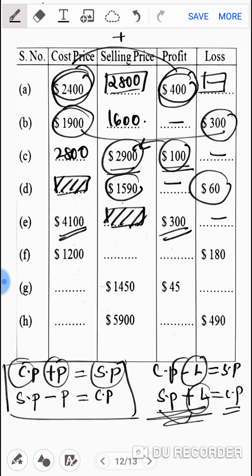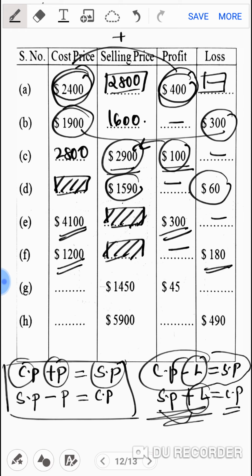Getting my point? Next is CP is 1200 and loss is 180. So CP minus loss is SP. So you have to subtract and get it here. Next is 1450 is selling price and 45 is profit. So selling price minus profit to get CP. So you will get here CP.